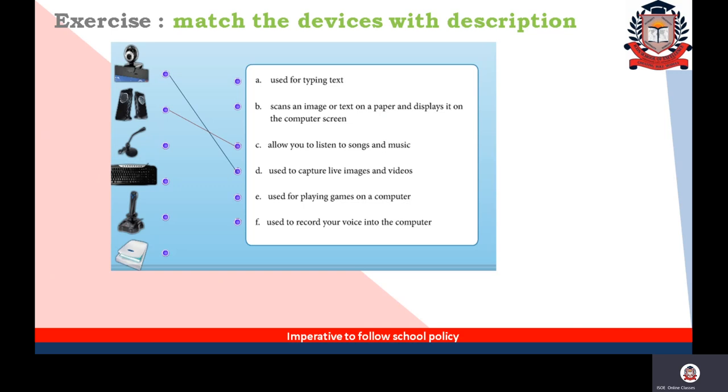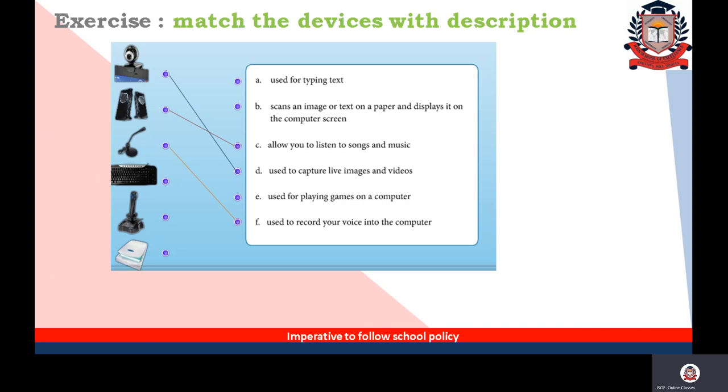The next one is a microphone. What does a microphone do? You all remember that, right? You can talk to your friends, you can record a video, or you can sing a song. So these are all uses of a microphone, correct? Used for typing text? No. Scans an image? No. C and D are done. Used for playing games on a computer? No. Used to record your voice into the computer? Yes. So the microphone goes to F.